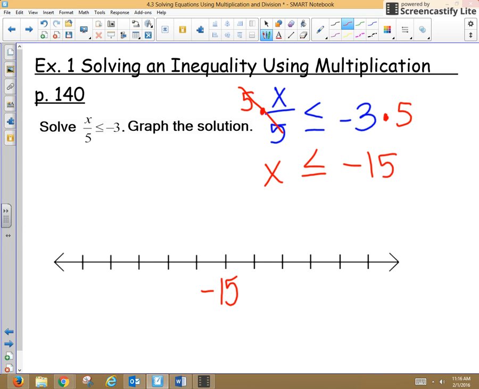X is less than or equal, so it does have a closed dot because this symbol means it will be closed since it does equal that number. And if x is less, we shade it to the left on the number line, not above the line or below the line, but on the line. And there we have graphed it.